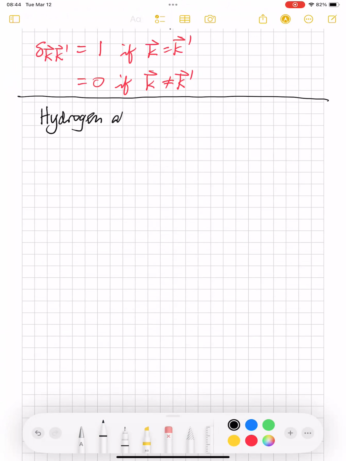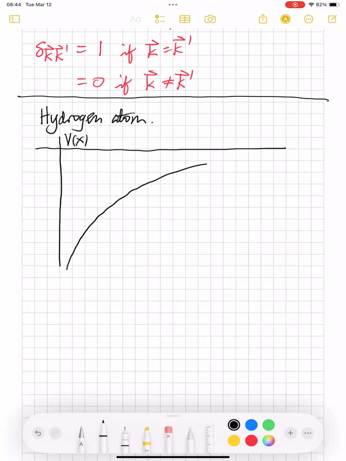So why is the hydrogen atom a good system to study? Well, I want you to remember, what does the potential of the hydrogen atom look like? So I'm going to plot V of x as a function of x. And it's this very deep well that's also very, very broad. It goes off like that.